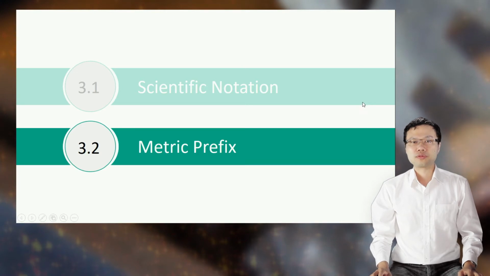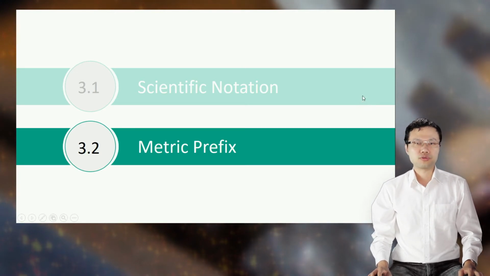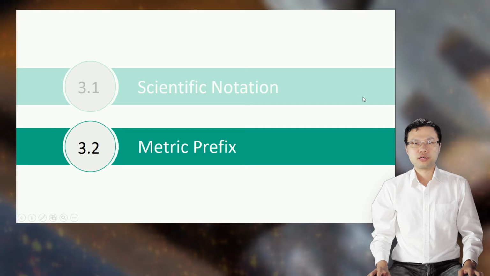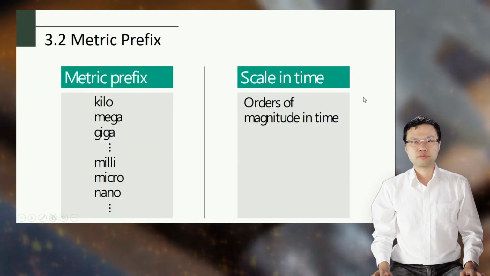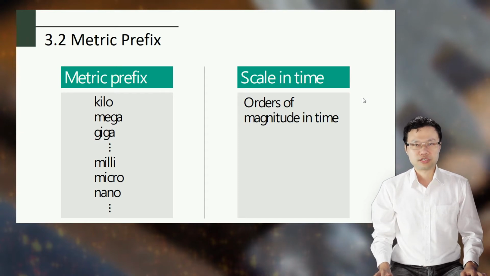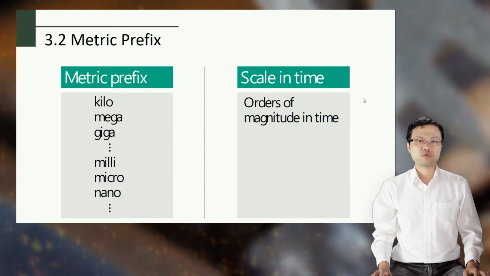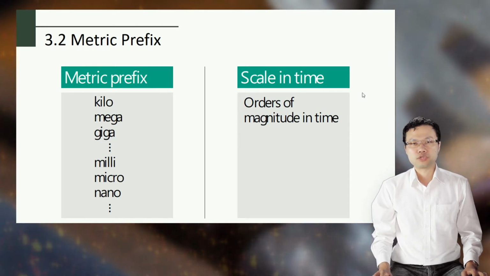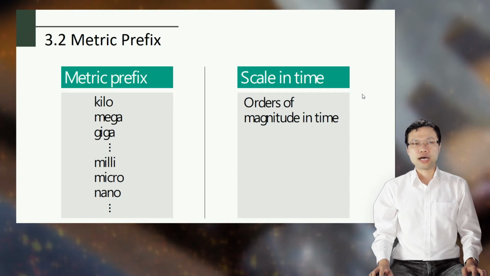In this video, we are going to talk about session 3.2, the metric prefix. This subsession covers two topics. The first part explains how the metric prefix works. The metric prefix is a prefix attached in front of the units of physical quantities or measurements. The second part gives an example of how to use the metric prefix to describe the events happening in different orders of magnitude in time.